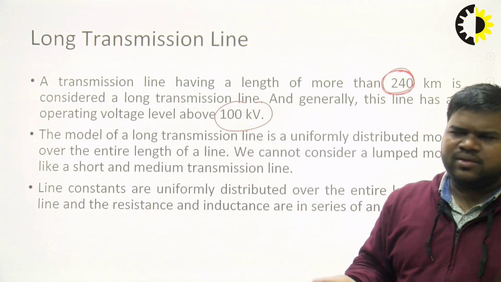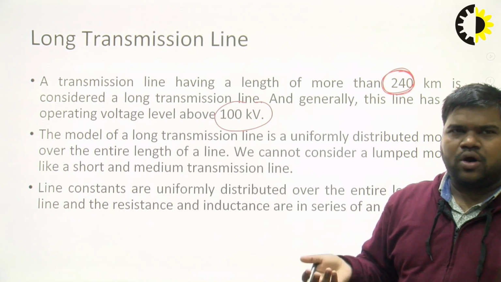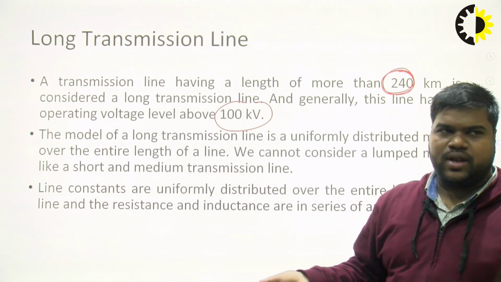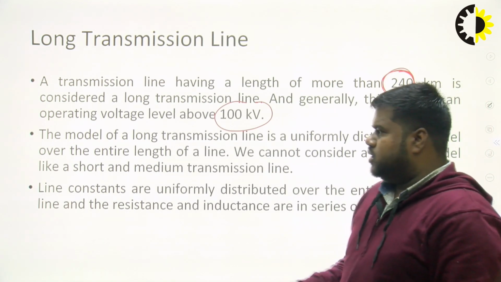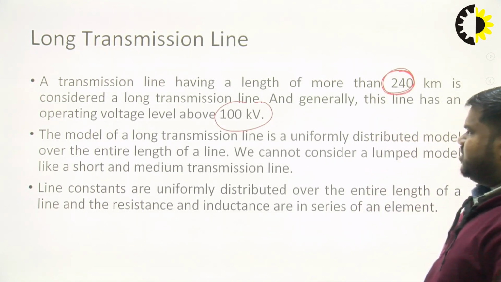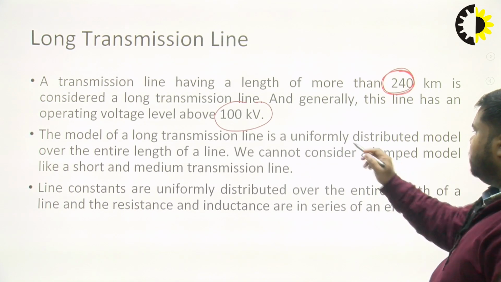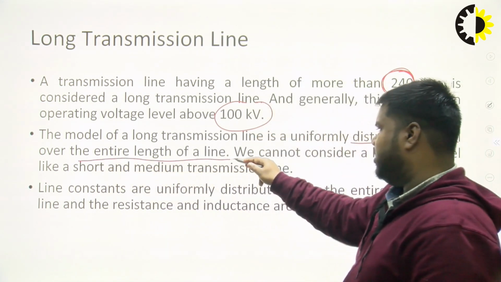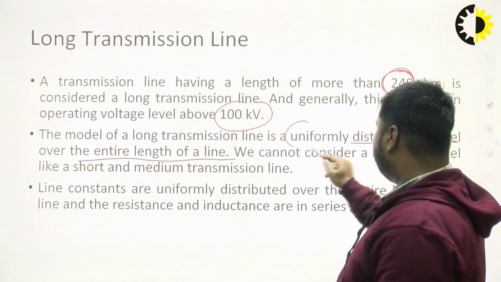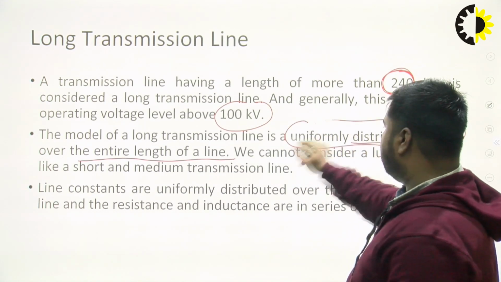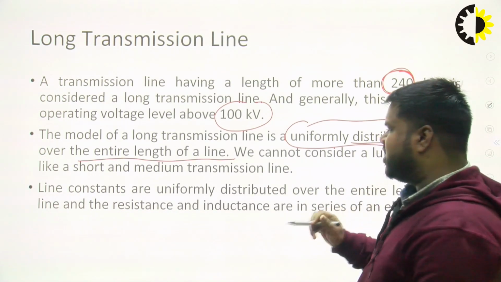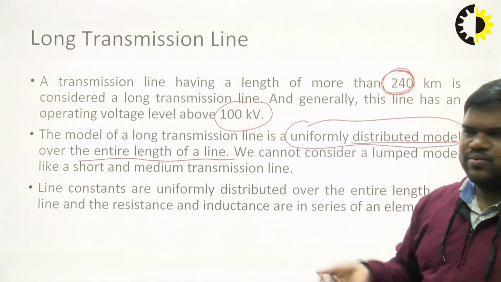So these are the two important range and terms while we use the long transmission line. The question may be asked, what is the operating voltage and range of long transmission line in the power system network? The model of a long transmission line is a uniformly distributed model over the entire length of a line. So it's an important point, uniform distributed model. We cannot consider a lumped model like a short and medium transmission line.